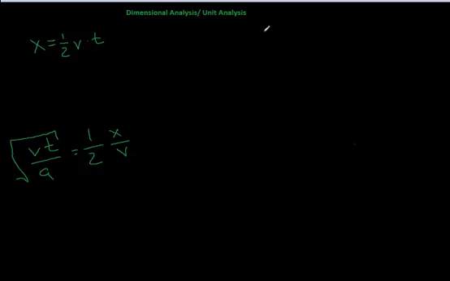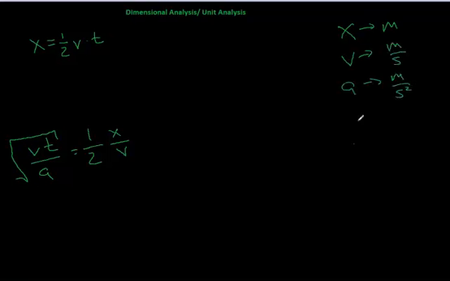So, x has the units, and we'll use this throughout today. X has the units of meters. V, or velocity, will have the units of meters per second. A will have the units of meters per second squared, and t has the units of seconds. So wherever you see these in the equation, you'll replace them with their appropriate units just to check to see whether or not the units are the same on both sides.